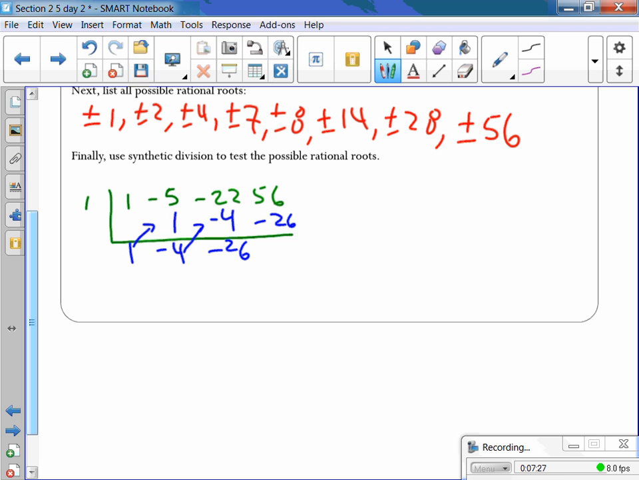Did that work for us? No. What am I looking for? I'm looking for a remainder of 0. A remainder of 0 tells me that it's a factor. 1 did not work. What should we try? 4. Okay. I was going to say -1, but if you guys want 4, fine. So 4.